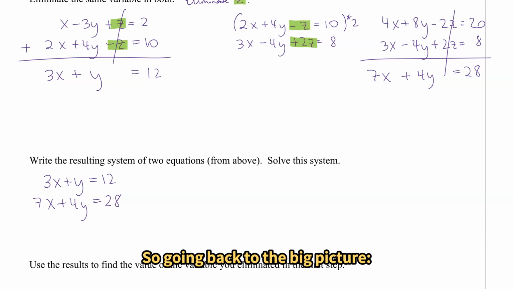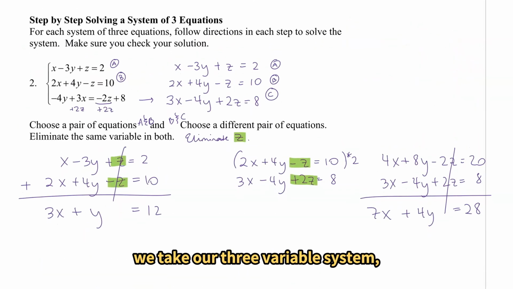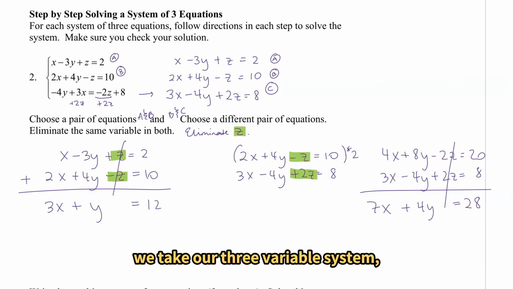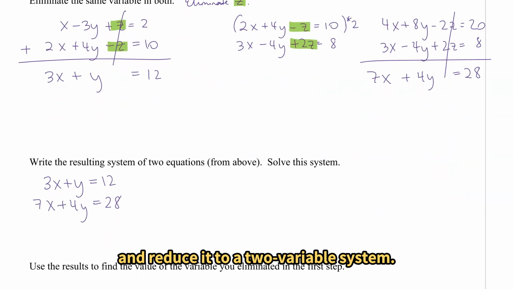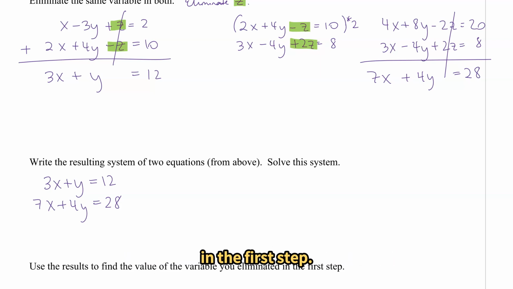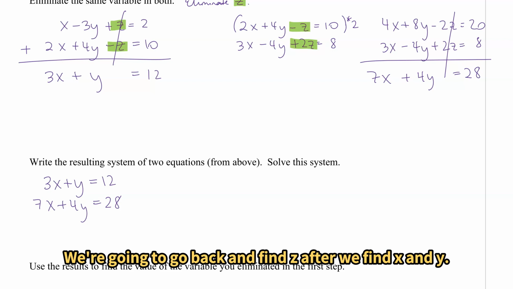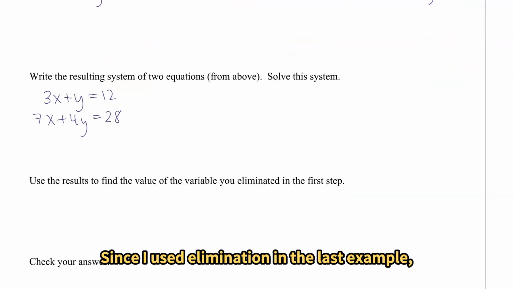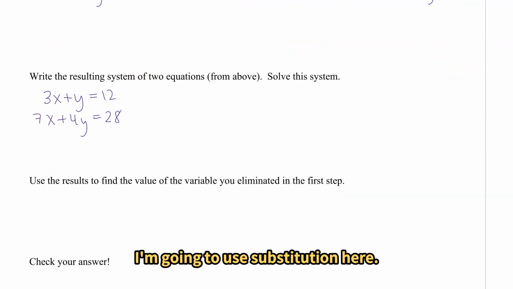So going back to the big picture, we take our three-variable system and reduce it to a two-variable system. Solve the two-variable system, and then we go back and find the variable that we eliminated in the first step. We're going to go back and find z after we find x and y. Since I used elimination in the last example, I'm going to use substitution here.